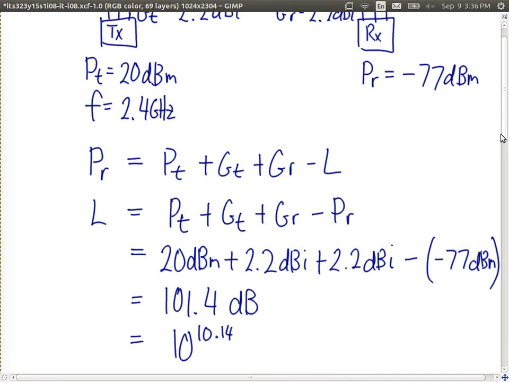What does it tell us? The signal coming out of the transmit antenna, if it loses its power by a factor of 10 to the power of 10.14, which is about 10 billion. If it loses the power such that the signal going into the receive antenna is 10 billion times smaller than the one coming out of the transmit antenna, then with the gain of the receiver, we will receive a power of minus 77 dBm. And the spec of my equipment said, if I can receive minus 77 dBm, it will work okay. If it was less, it would not work. So we've determined what's the maximum loss we can tolerate such that these two devices can communicate.